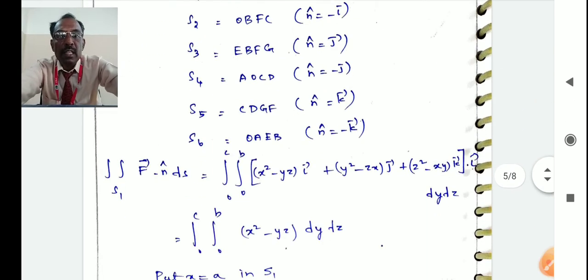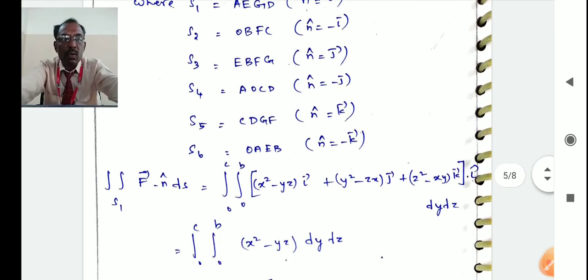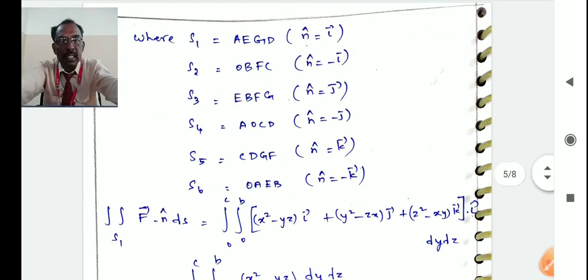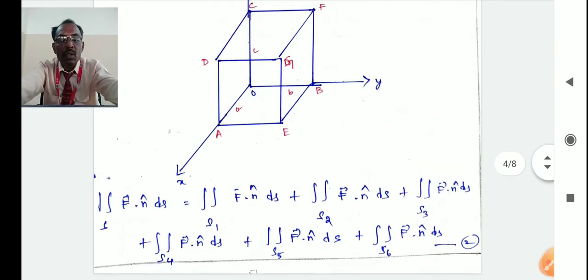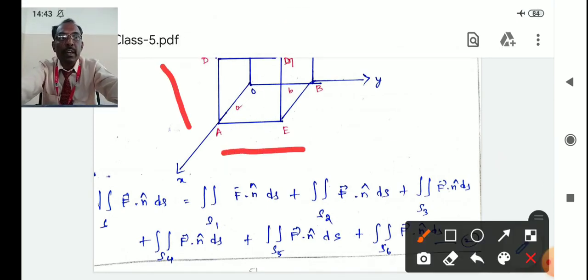So first I'd like to find the double integral over S1 of F vector dot n cap dS. So F vector is given. We replace F vector by the given vector dot n cap. Here for S1, n cap is I vector. Very clear. The surface lies only on the x axis, so variations are only in y axis and z axis. So we have to use dy dz.